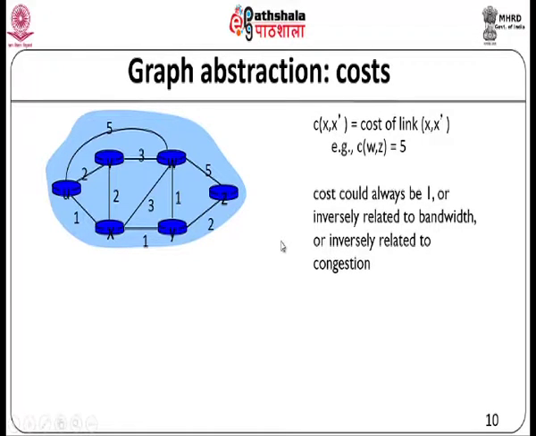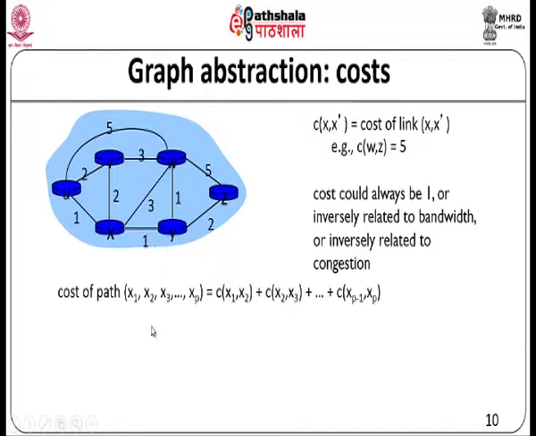So, we have various options available here. And the cost of the path to go from x1 to xp, where you are visiting x2, x3, etc. in between, is the sum of all the intermediate costs. So, C of x1, x2 plus C of x2, x3 plus C of x3, x4 and so on, all the way up to C of xp minus 1, xp. So, this is how the cost will be calculated.